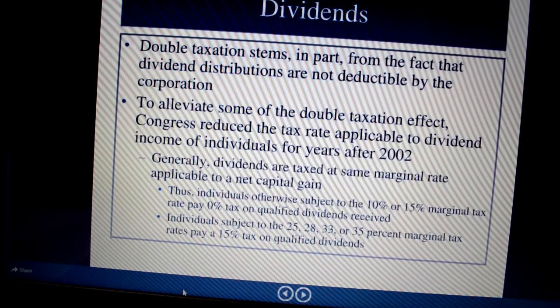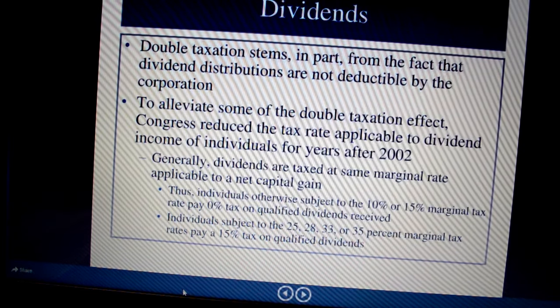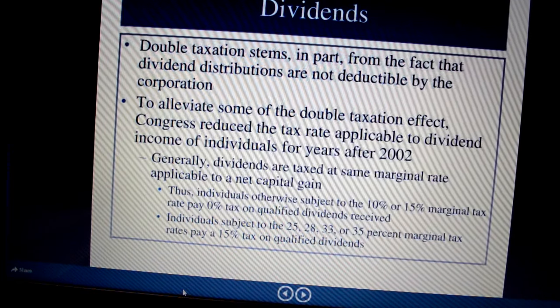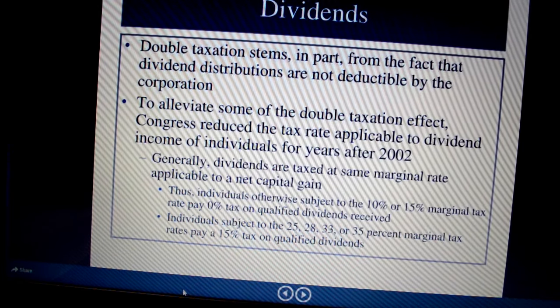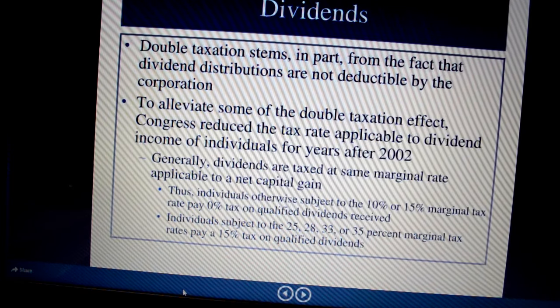The IRS scrutinizes compensation and other economic transactions, for example loans, leases, and sales, between shareholders and closely held corporations to ensure that the payments are reasonable in amount. Double taxation also stems from the fact that dividend distributions are taxable to the shareholders.